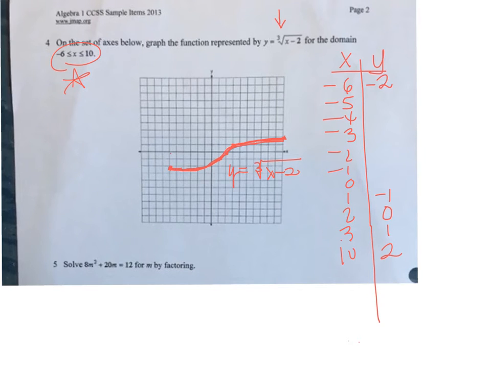So this number 5 is asking you to solve 8m squared plus 20m is equal to 12 for m by factoring. Okay, the first thing I need to do is to get this equal to 0. So I'm going to subtract 12 from both sides. I believe I can factor out a GCF of 4, and get 2m squared plus 5m minus 3 equal to 0. Now this is a little bit harder way to factor, so I'm going to break up the 2m.